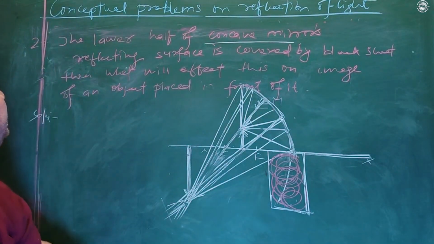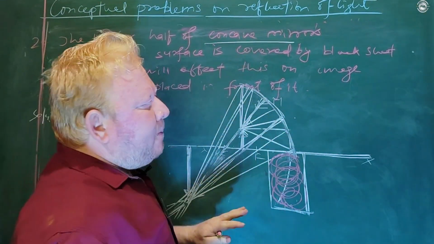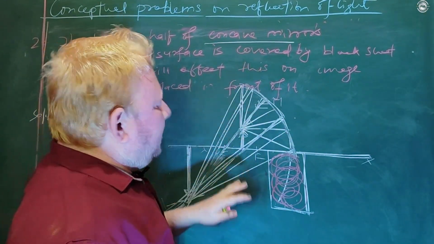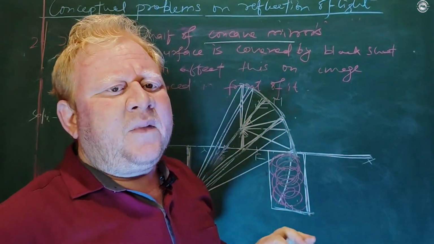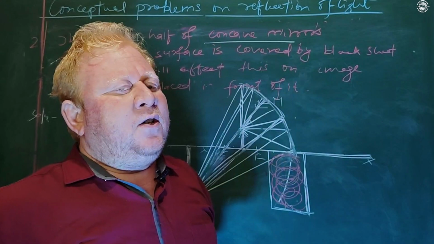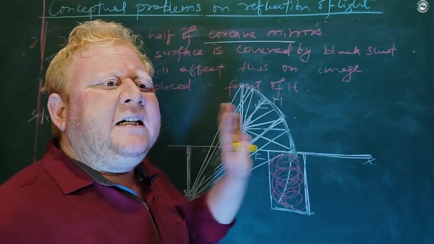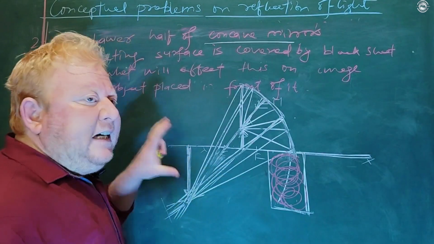Now coming up to the question. The question is, the lower portion is covered. Okay, then what will be the effect? See, there will be an effect. Why? Because now the reflecting surface area is reduced. So the brightness will also be reduced. Yes, that I admit, that I accept, the brightness, the intensity.